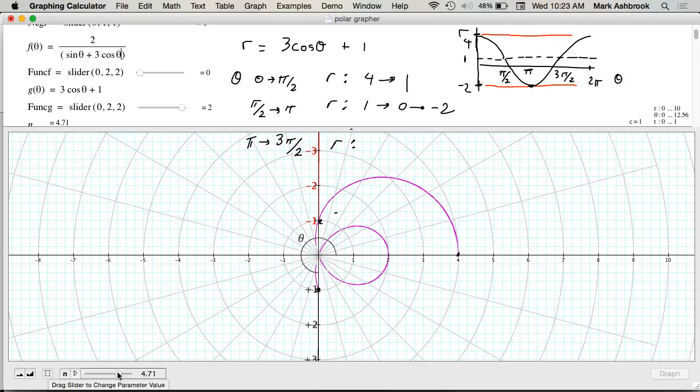And then the last quadrant compared to that is easy, right? Because we go from what to what? 1 to 4. So now in this last quadrant, as we sweep from 3 pi over 2 to 2 pi, that radius is going to increase from 1 to 4.